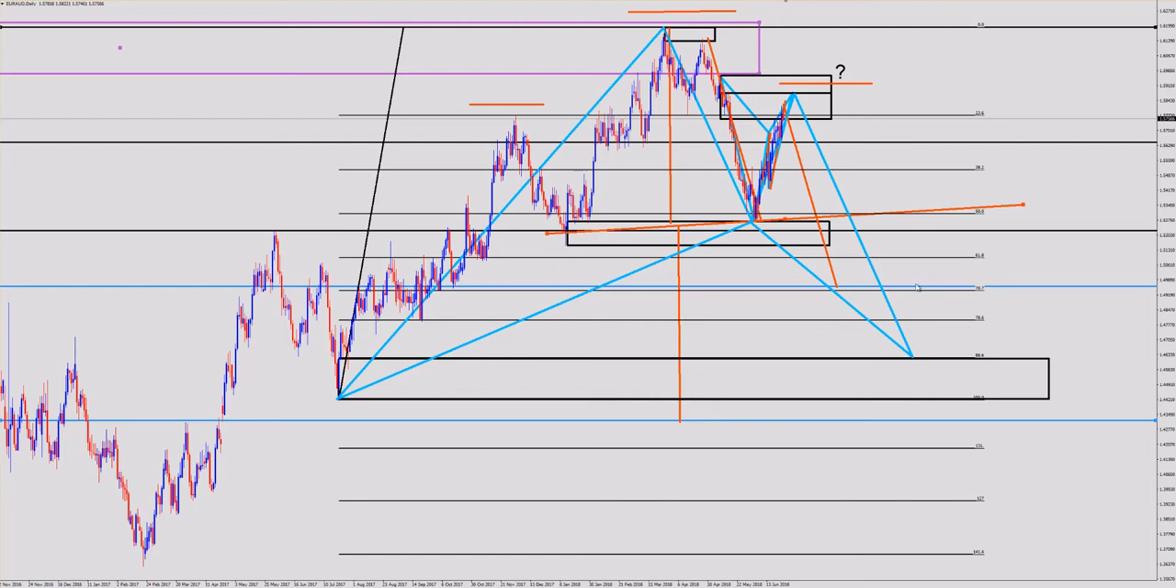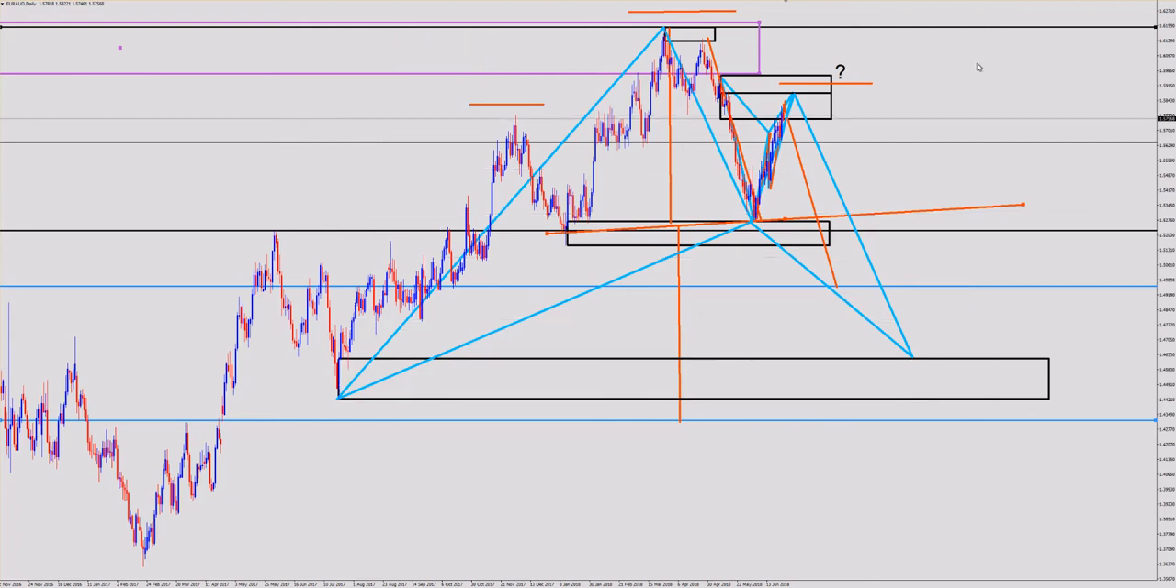So there are a lot of potential possibilities that can happen. We want to keep an eye out for these things. And if price behaves the way we want it to behave in our areas, then we can look for opportunities for a high probability trade opportunity.